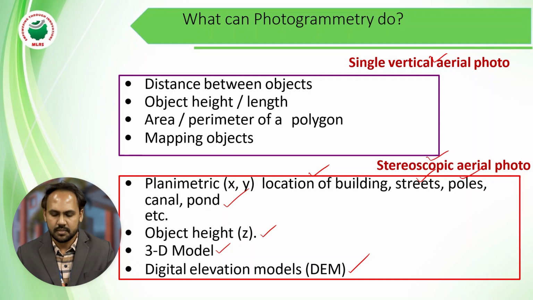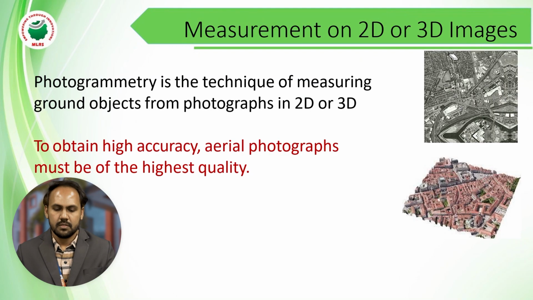So in a stereoscopic vertical photograph, there are three dimensions: x-axis, y-axis, and z-axis. So 3 axes will be present in the case of a stereoscopic aerial photograph, whereas in a single vertical photograph, there are no 3 axes. So, measurement on 2D or 3D images. Photogrammetry is the technique of measuring ground objects from photographs in a two-dimensional or three-dimensional environment.